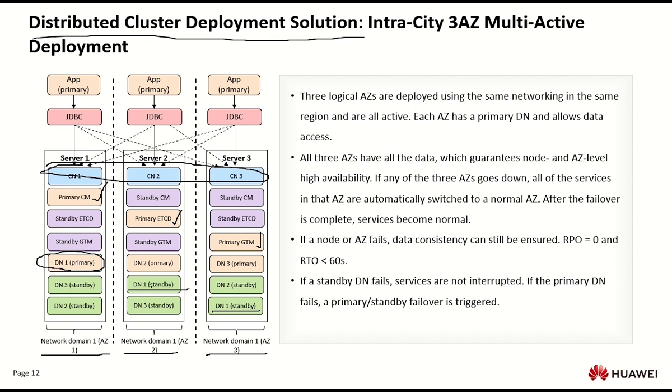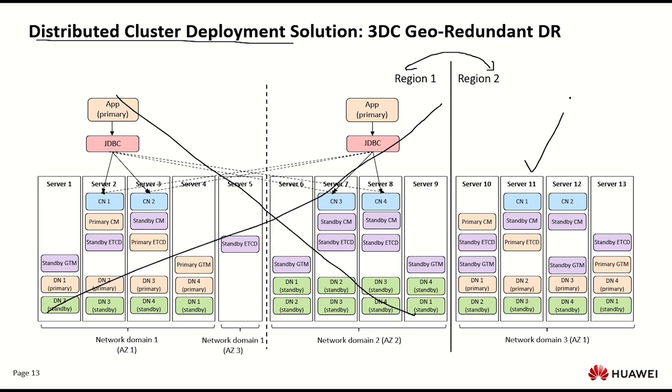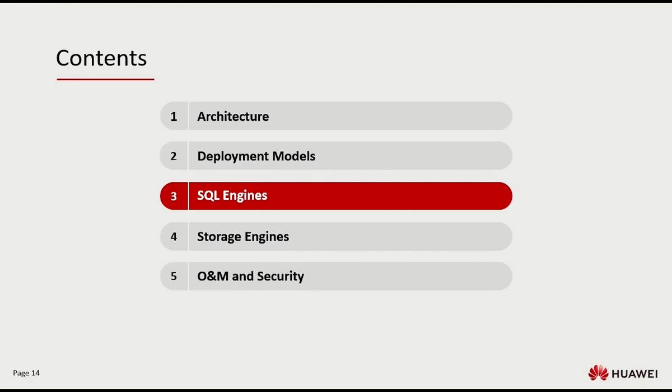In this kind of case, you will see that even if AZ1 and AZ2 are both dying, actually in AZ3 we still have the full set of data, which means there will be zero data loss. Again, for the distributed cluster deployments, we also support cross-region replication. So in case the first region is totally dead, we can still bring up everything in the second region and resume the business as usual. Now we have finished the GaussDB architecture and the deployment models.